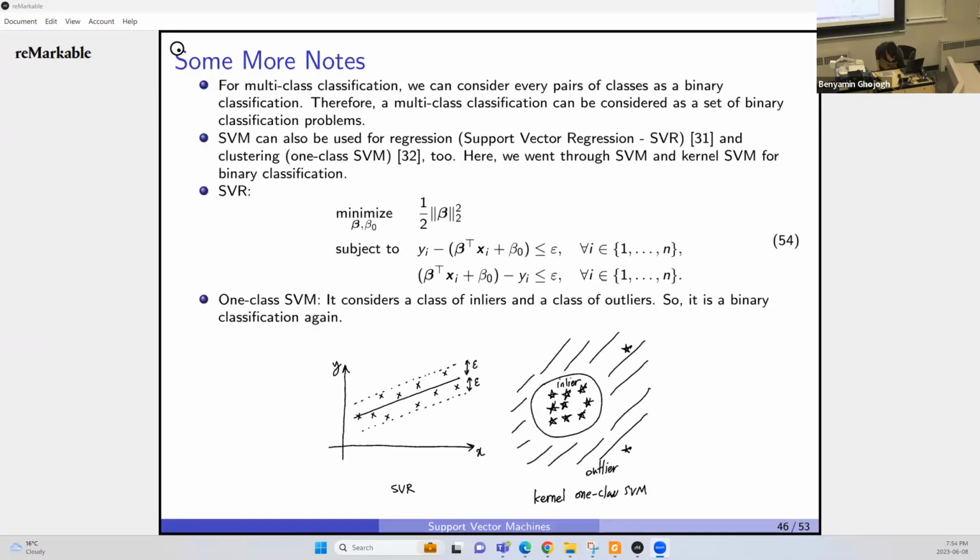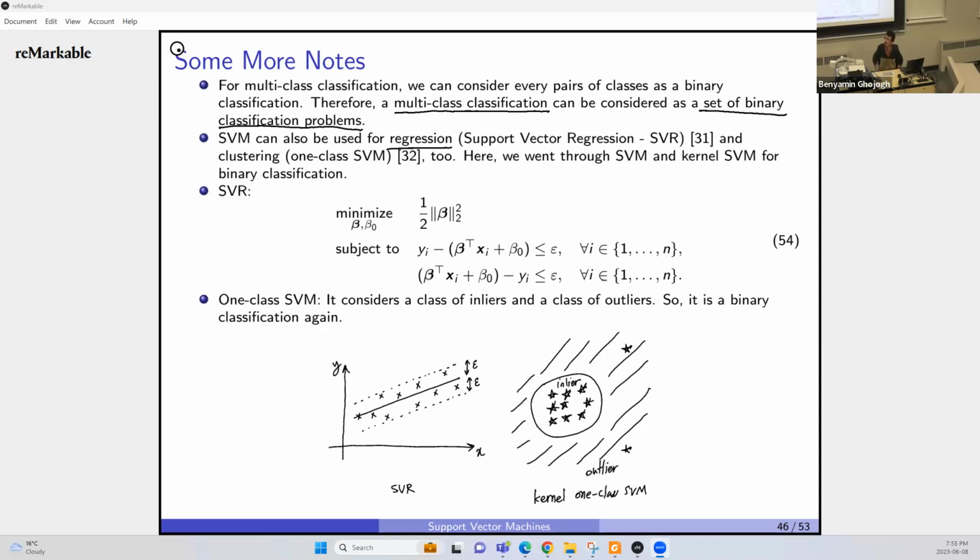For multi-class classification, we can consider every pair of classes as a binary classification. Assume so far whatever we talked about was binary classification. What if we have multi-class classification? Then we can consider every pair of classes, and every pair of classes becomes a binary classification problem. Therefore, a multi-class classification can be considered as a set of binary classification problems. Right. Okay. SVM can also be used for regression.